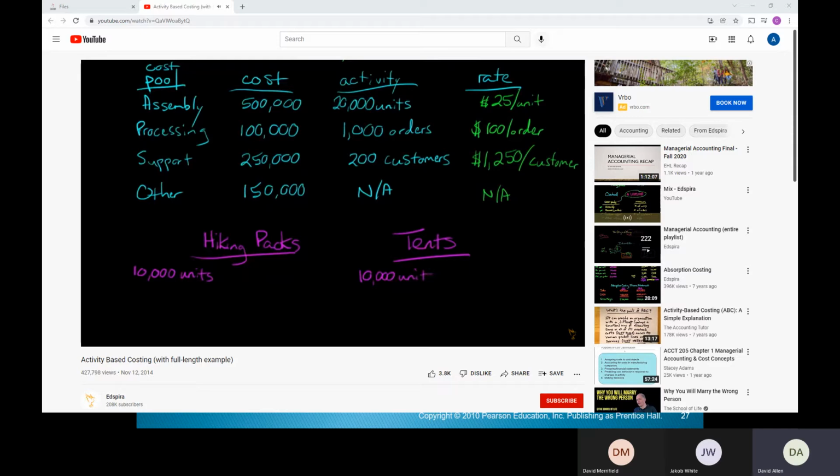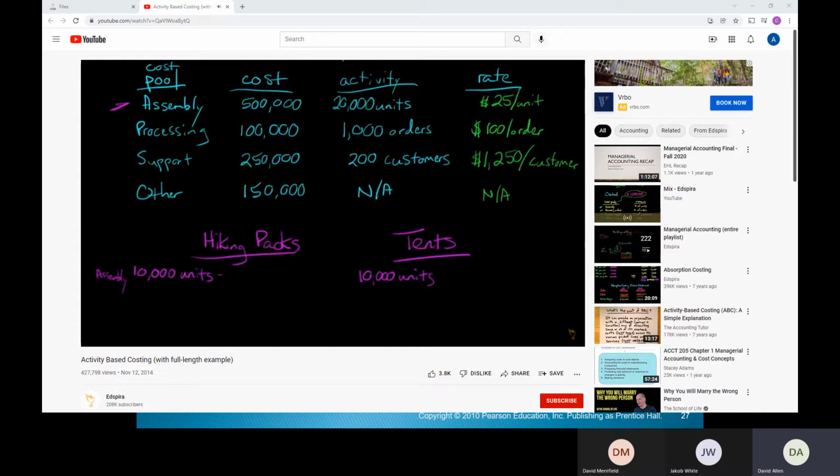So 10,000 of each, right? So now this is actually going to be pretty simple. This is now the reason I put the units here. We're actually going to think of first our assembly, right? So actually let me write that down here. If you can see that, assembly will be our first one. I should have put that in there, my apologies.